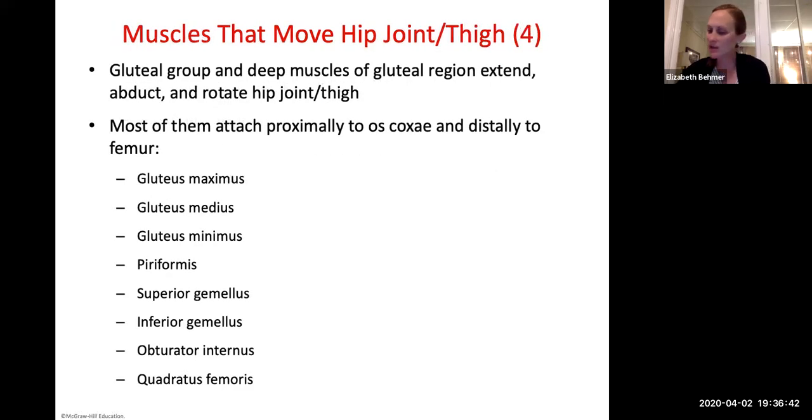Then you have gluteal muscles. I promise I'll show you pictures soon. They're in the gluteal region. They extend, abduct, and rotate your hip joint. You have 3 types of gluteus muscles: the maximus, medius, and minimus. I think the only ones you need to know on your lab exam list are the maximus and the medius maybe. But these are all just muscles that are in the gluteal region.